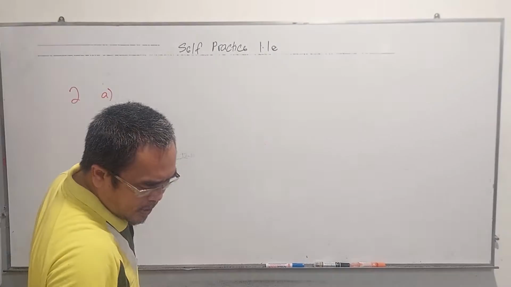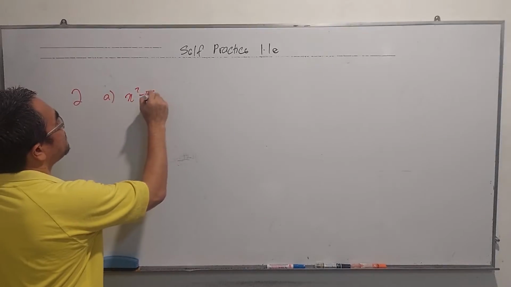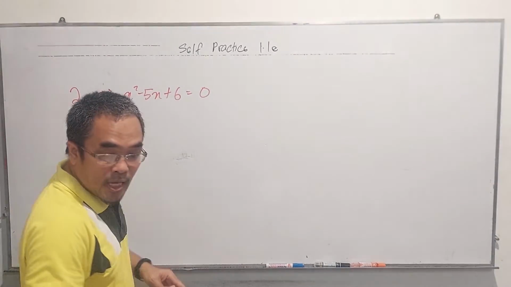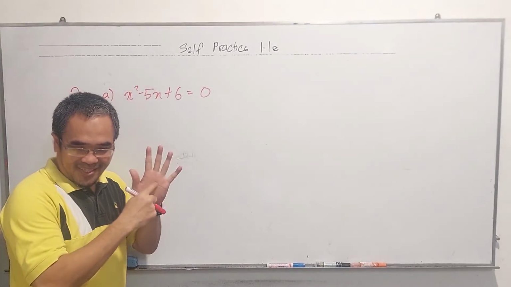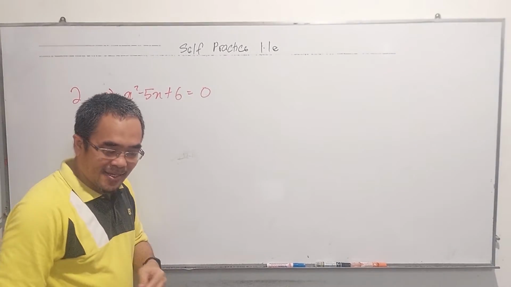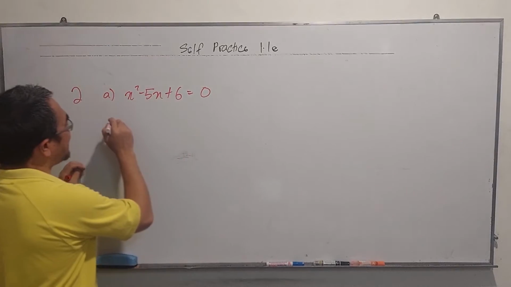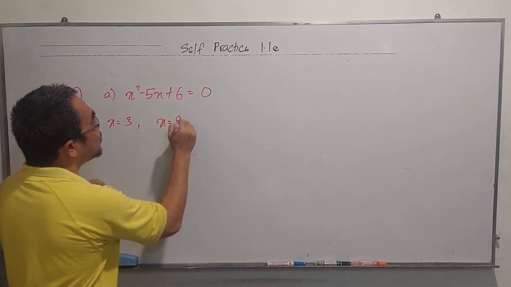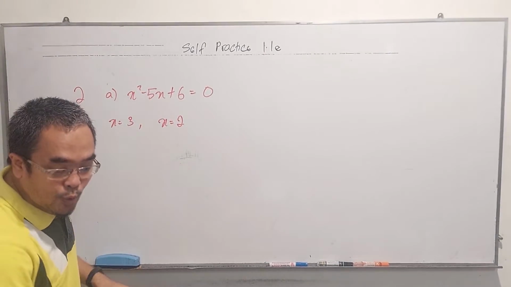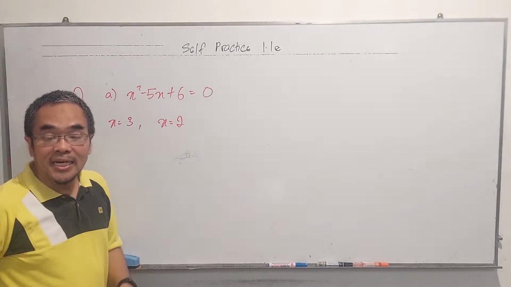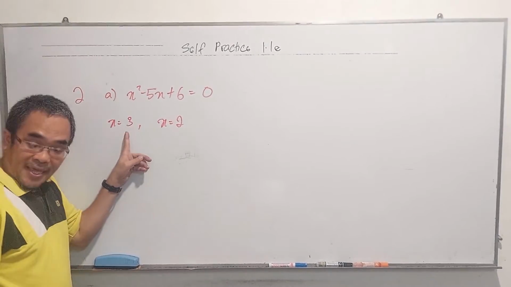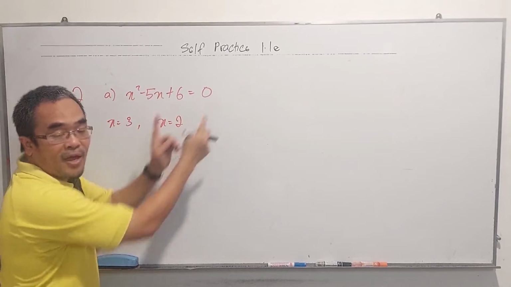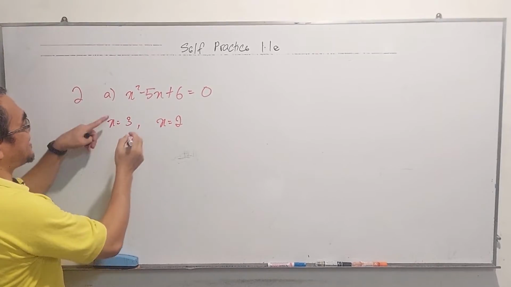We have x squared minus 5x plus 6 equal to 0. Actually, you know how to find the root. But let's say for this lesson, we want to know whether x equals 3 and x equals 2 are the roots of this equation. How do you know without solving the equation? You replace x with 3 and see whether the value on the left side equals the value on the right side. So let's try with 3.